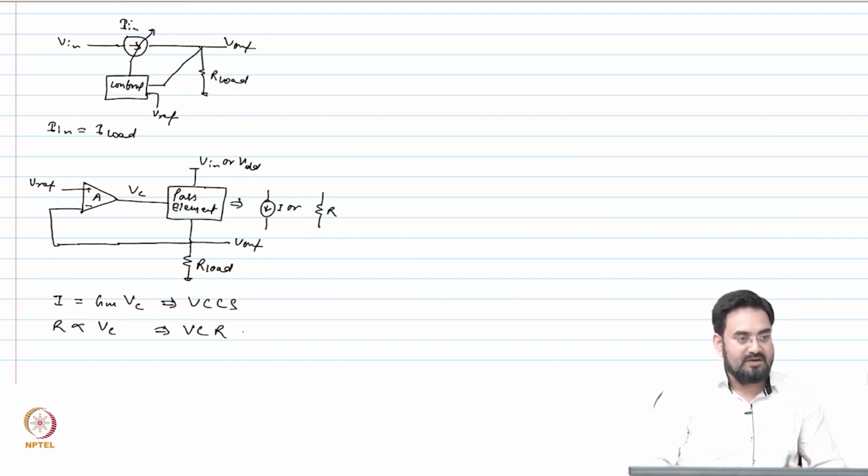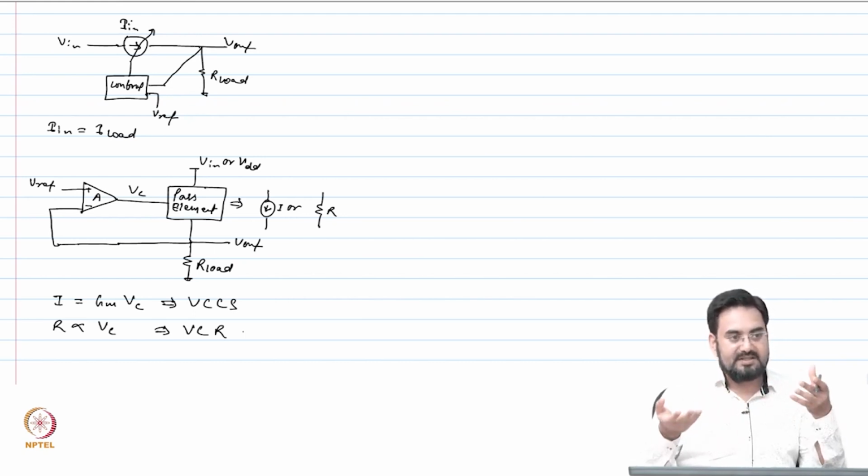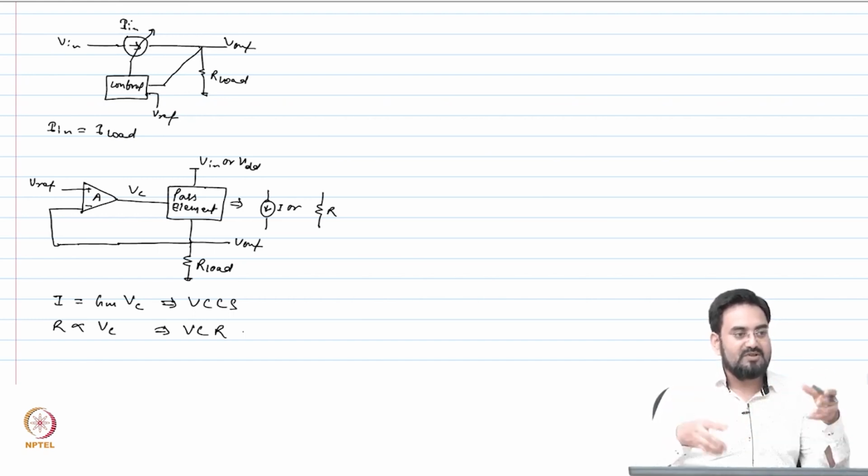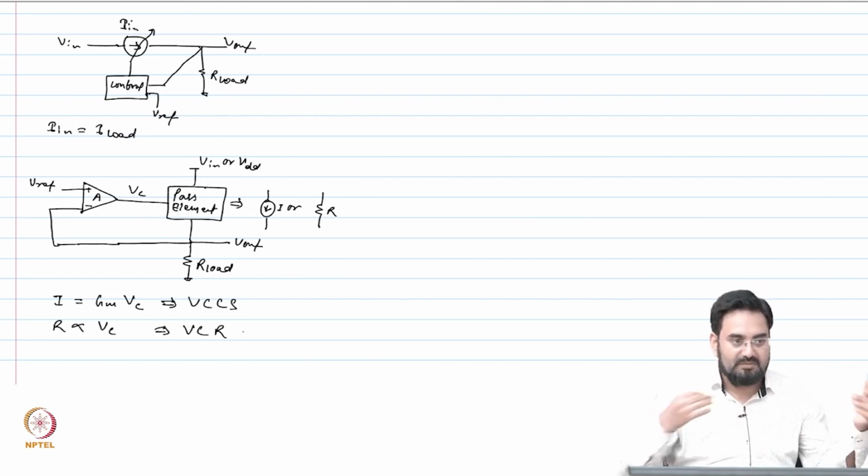Why do we use current, why not resistor? If you operate your MOSFET in the triode region, it will behave like a resistor. If you operate in the saturation region, it will behave like a current source, but most of the time we use the saturation region. The obvious reason is your PSRR. We will talk about that.